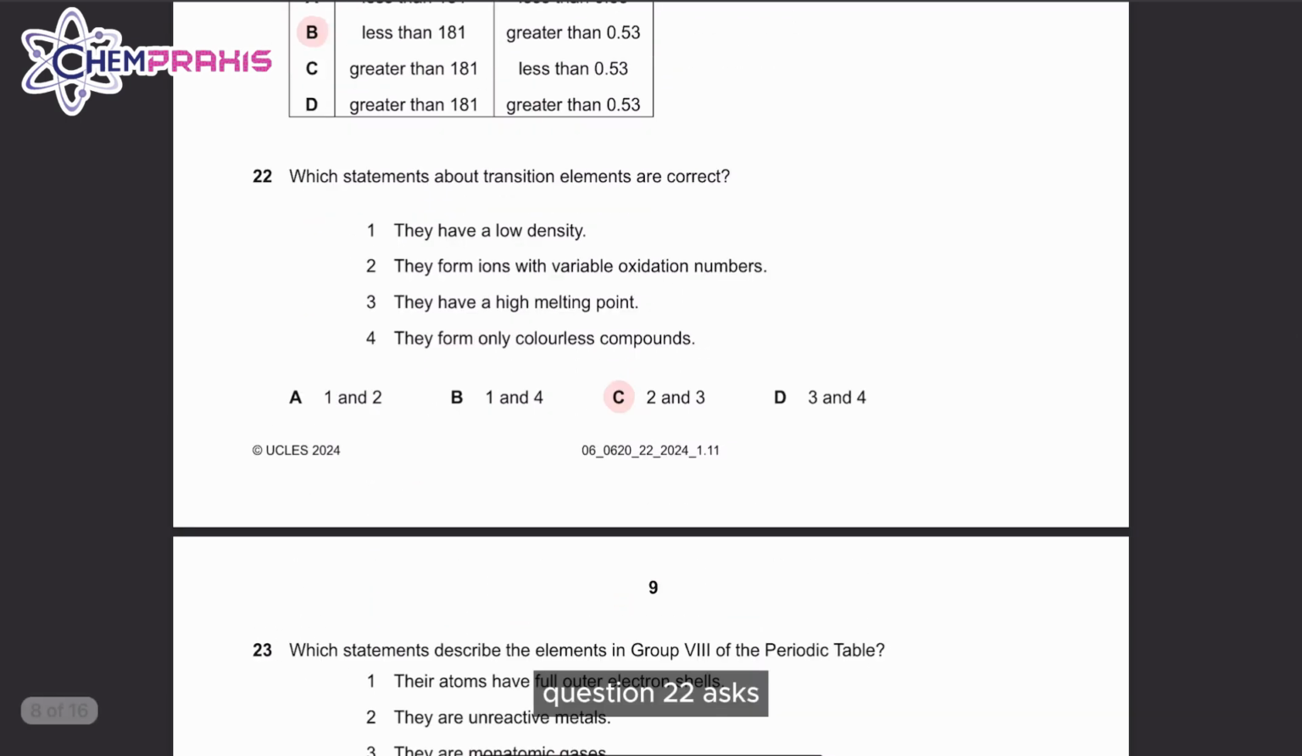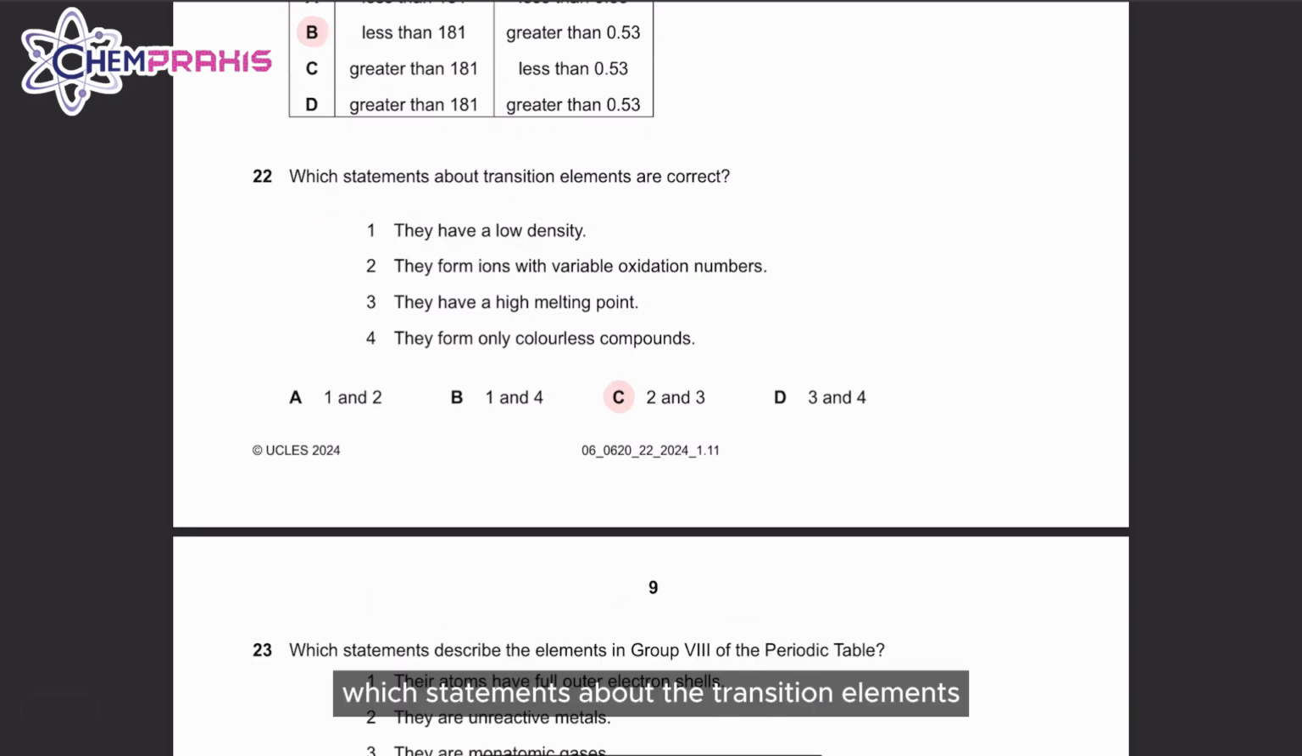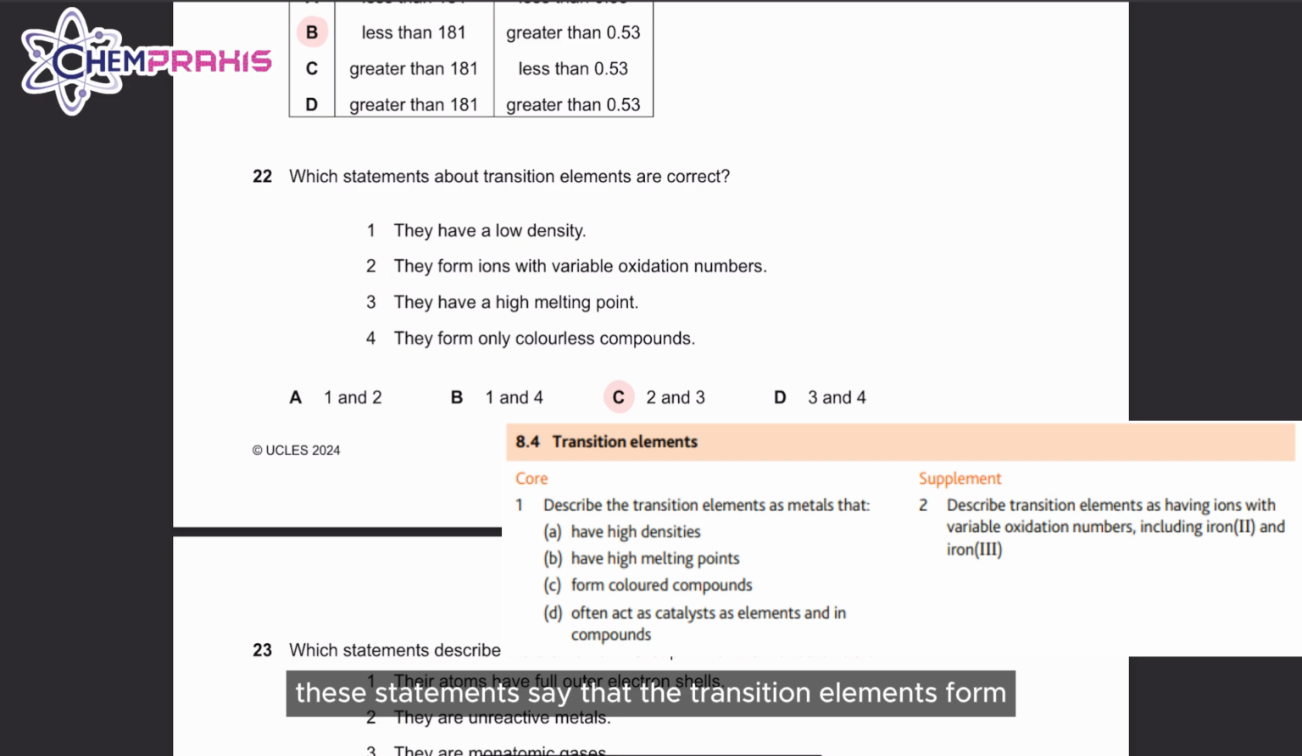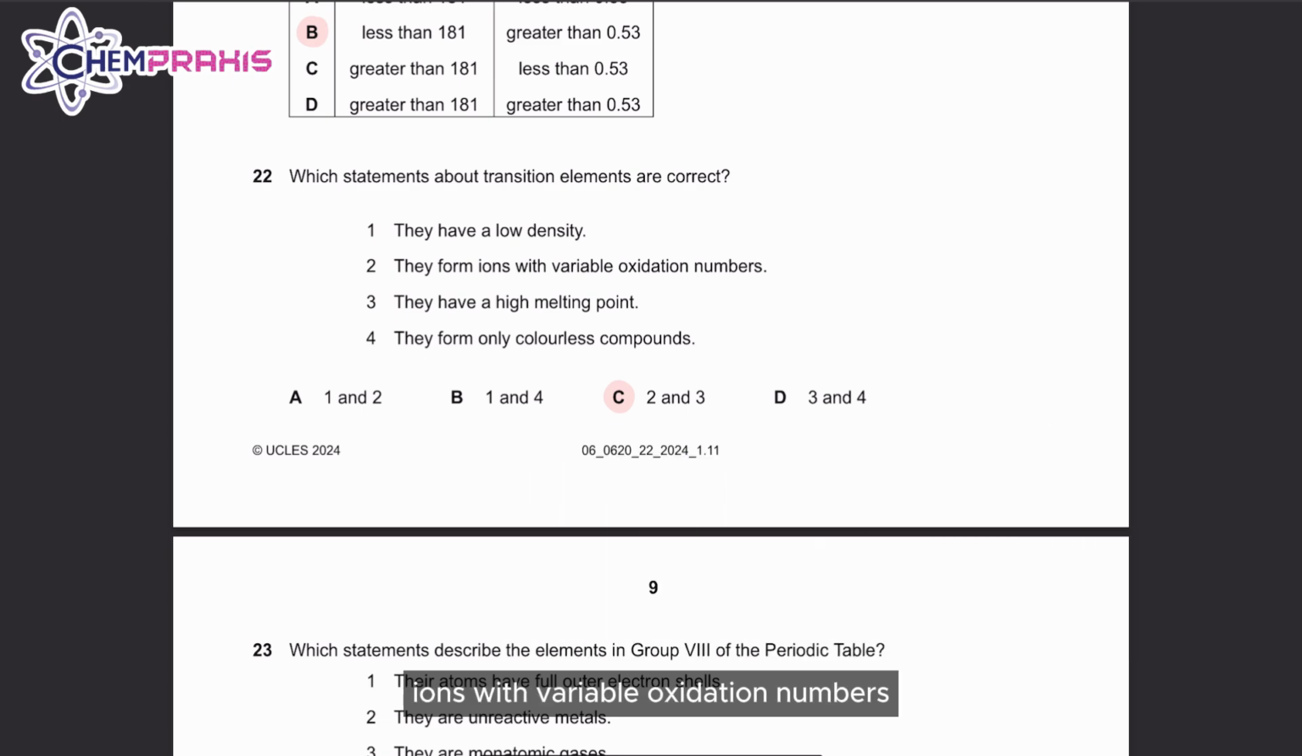Question 22 asks which statements about the transition elements are correct. Statements 2 and 3 are correct in this case. These statements say that the transition elements form ions with variable oxidation numbers and have a high melting point. If you study the chapter on transition elements, this is quite a direct question as well.